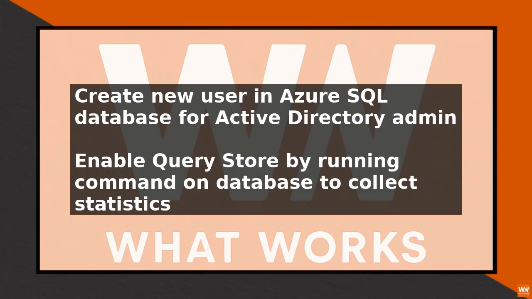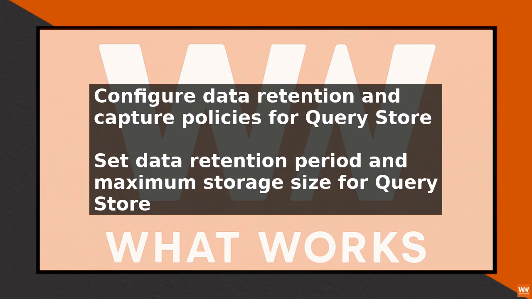To connect to your Azure SQL database using Active Directory authentication, use a tool like SQL Server Management Studio or Azure Data Studio. When connecting, select Active Directory, Universal with MFA support as the authentication method. Enter the username and password for the Active Directory admin, and select the database you want to connect to.